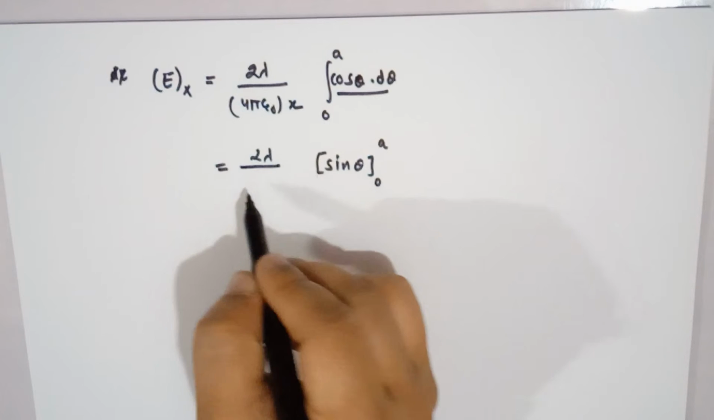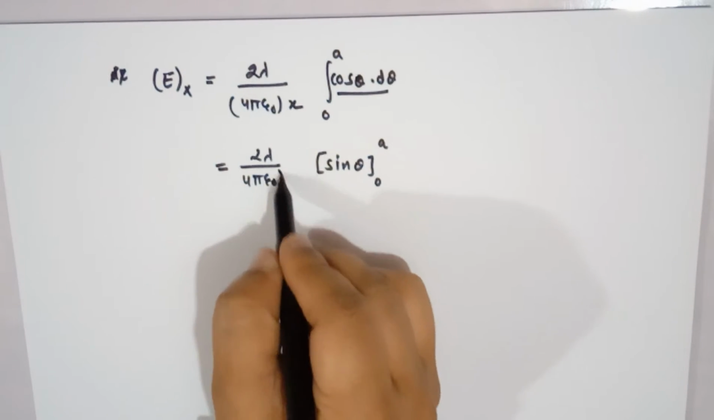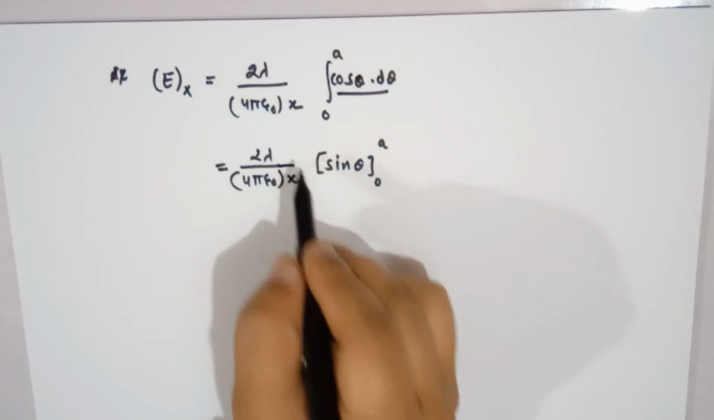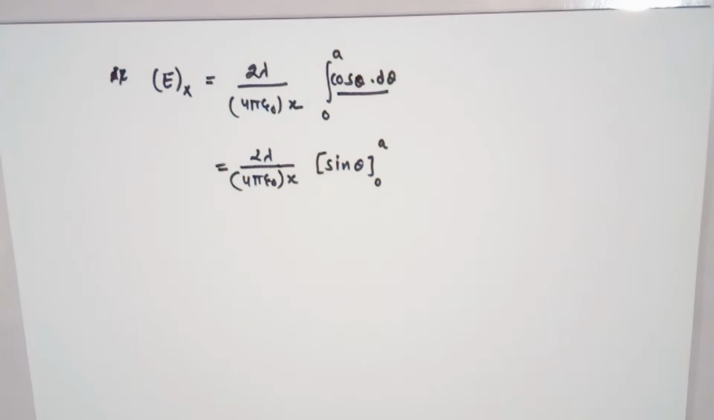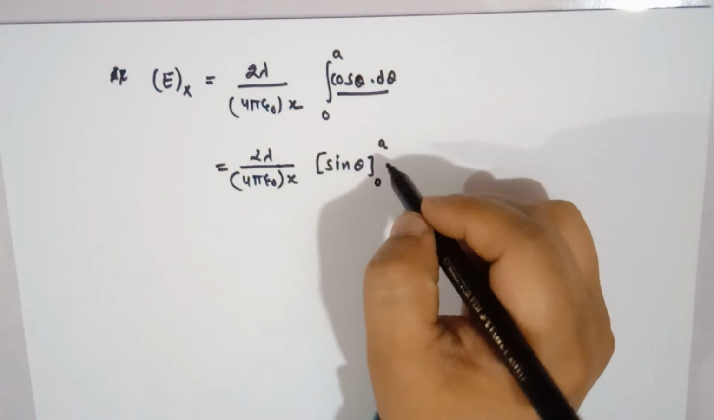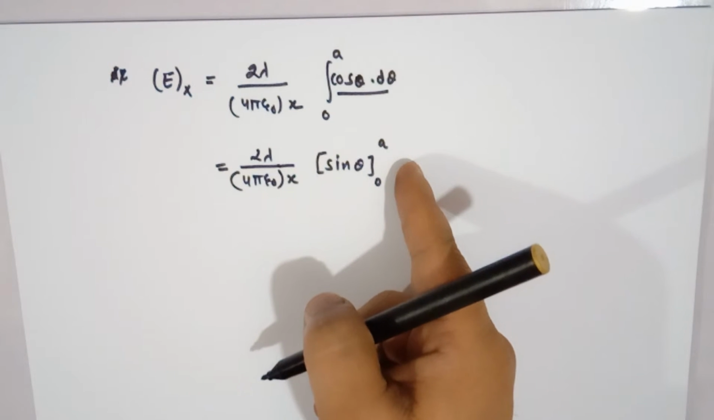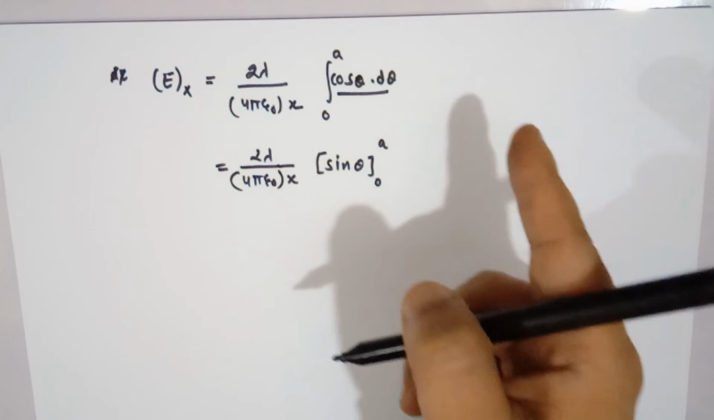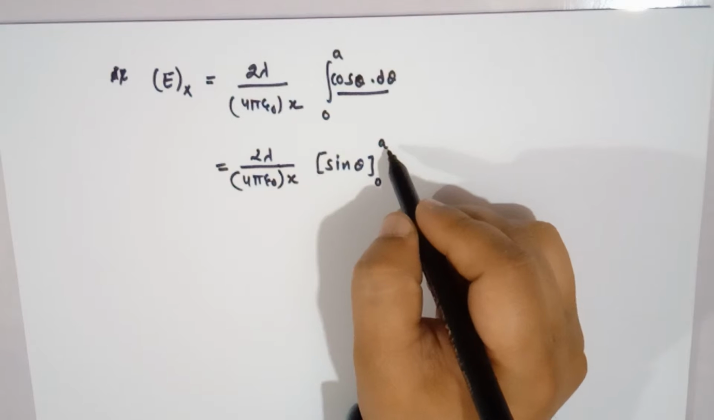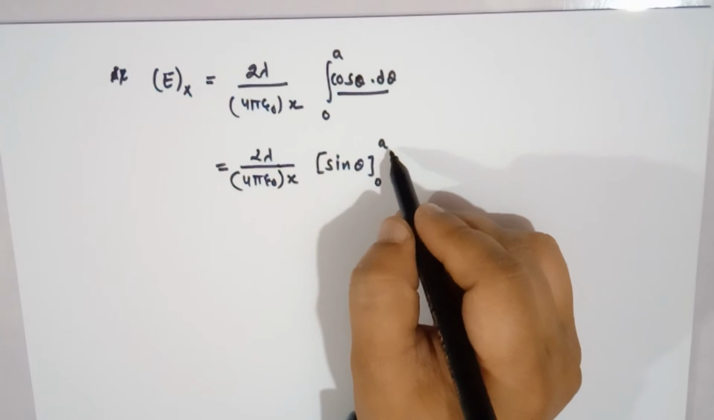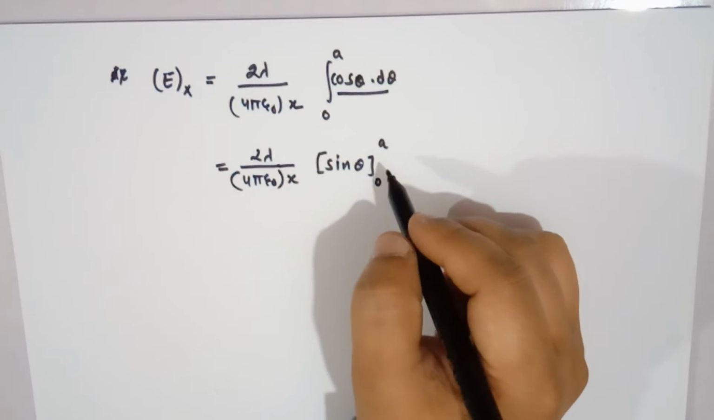2 lambda over 4 pi epsilon naught into x. So the interesting point here is that this a is the limit from when y was replaced with x tan theta. So that is not in terms of theta, so that limit would also have to be changed. That we'll try here now.